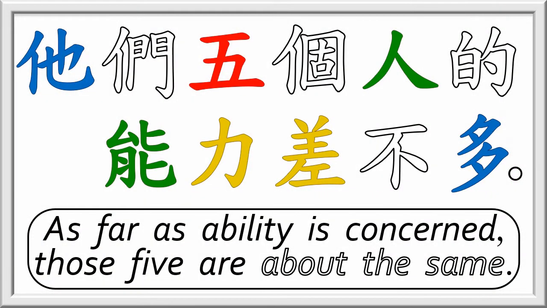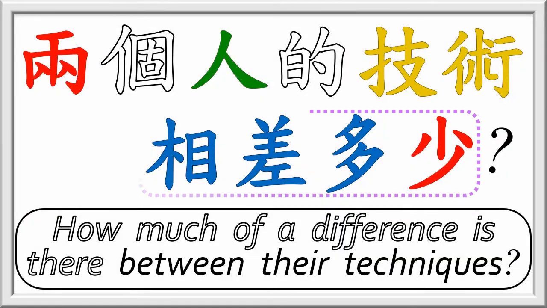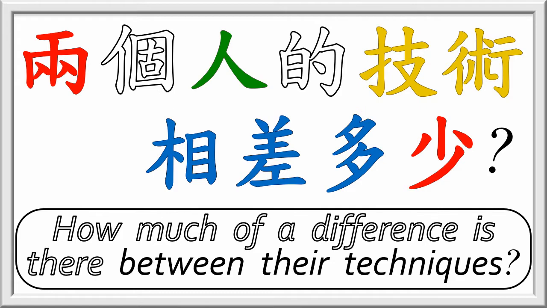Here's a very common expression, 差不多, which translates as just about enough, almost the same, nearly, not enough to matter. 他们五个人的能力差不多. As far as ability goes, those five people are about the same. 两个人的技术相差多少? How much of a difference is there between the skills of those two people?